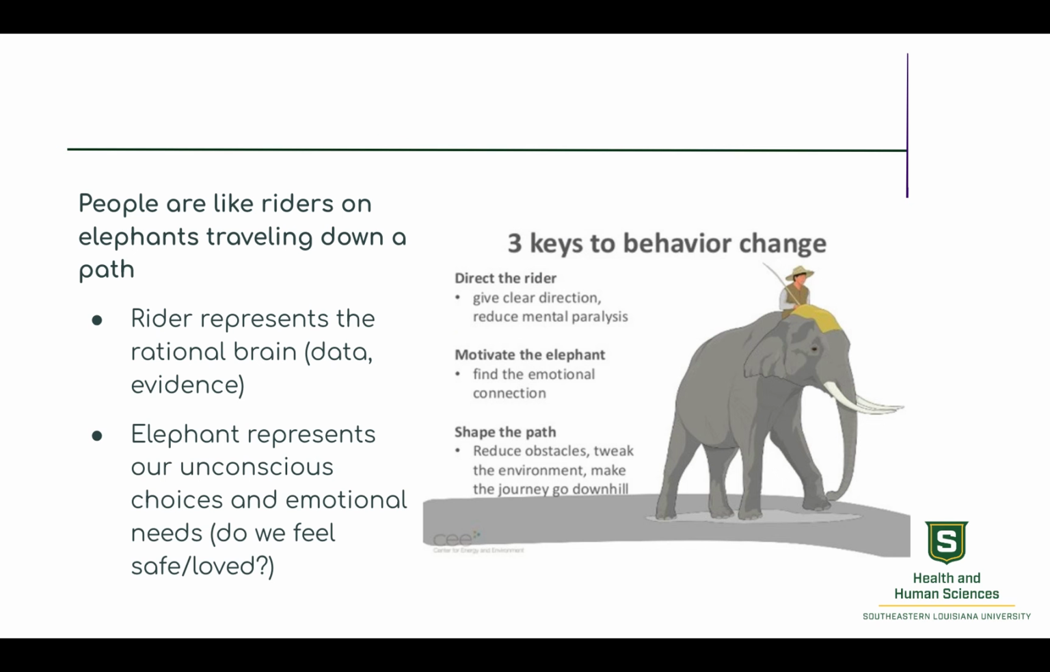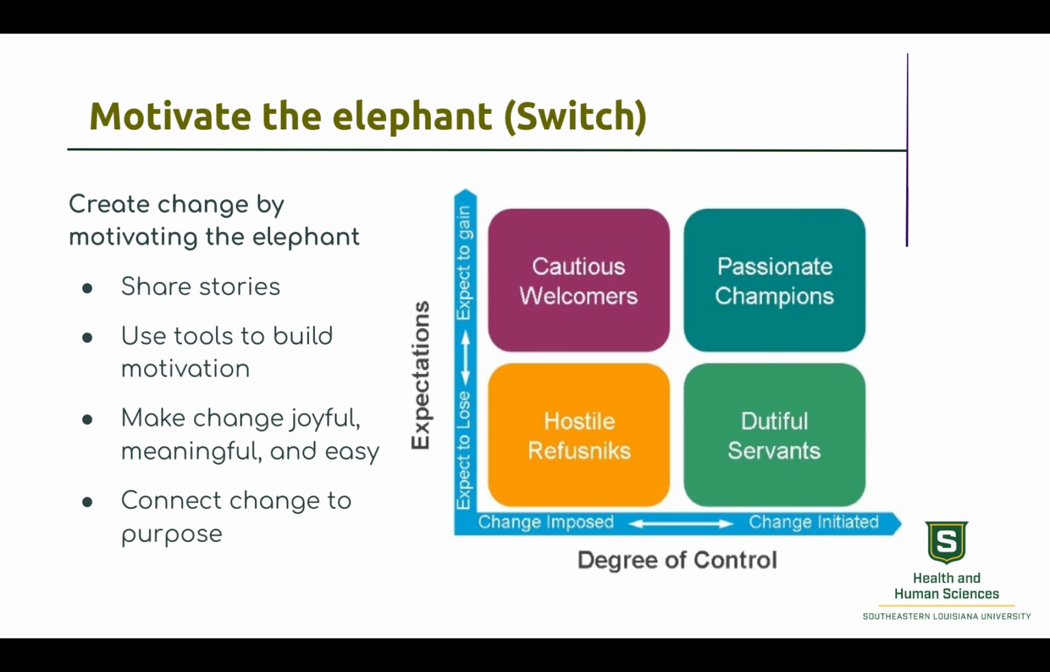So that would be the pathway. And the three keys to behavior change being direct the rider, motivate the elephant, and change the path. So that is the key thing about the switch framework. So with motivate the elephant, we are thinking in terms of creating change that comes by, how do we get our emotions to align with where it is that we want to be.